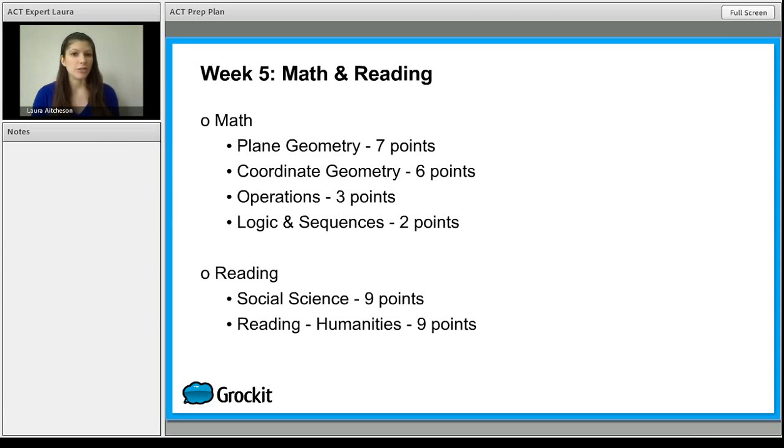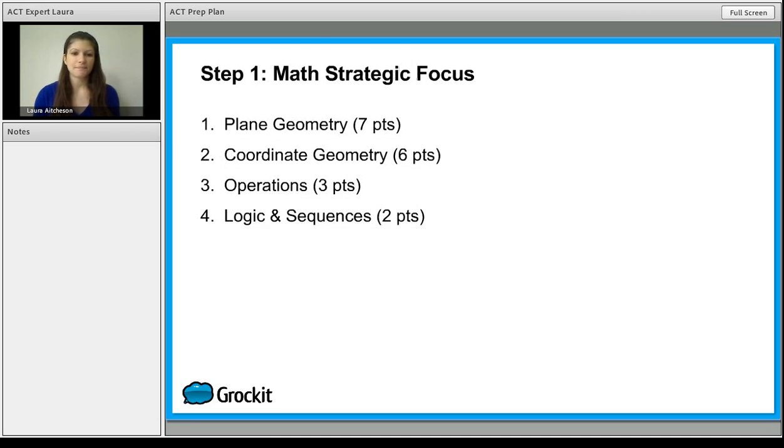We've already covered the foundational concepts, so we're ready to add on the more complex questions that you're going to see towards the middle and end of each section. We're going to start off talking about plane geometry because out of this category, 7 points is a major component of your score. We're going to add on with coordinate geometry. We're going to talk about operations and what exactly that means. You're not going to be doing any appendectomies. And we're going to talk about logic and sequences before we move on to reading.